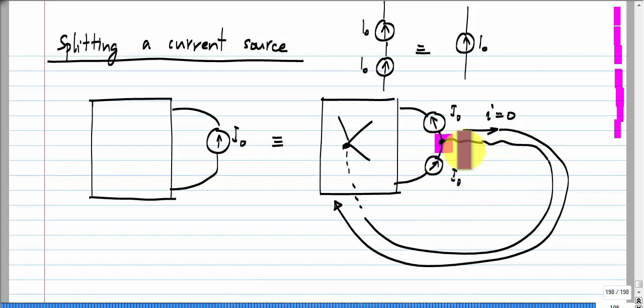So, this is known as splitting the current source. When you have an ideal current source, you can imagine that as being two identical current sources in series and connect the midpoint to any point in the circuit.